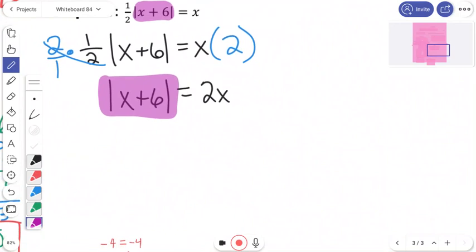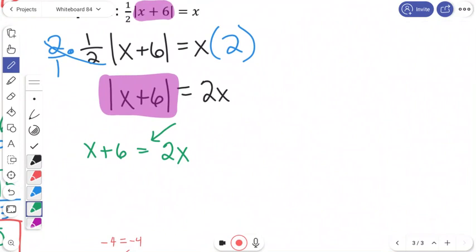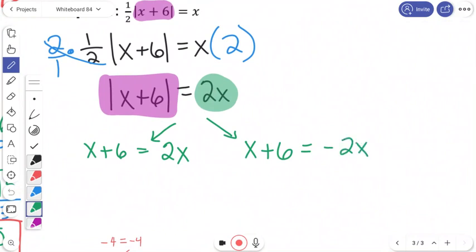The first equation that we are coming up with is x plus 6 equals positive 2x. We just drop our absolute value bars. And our second equation is x plus 6 equals, and now we're going to make the 2x negative 2x. We're just changing the sign of one side of our equation, okay?